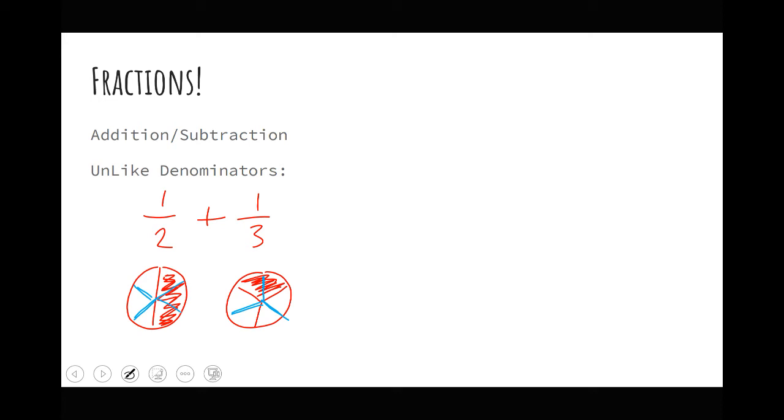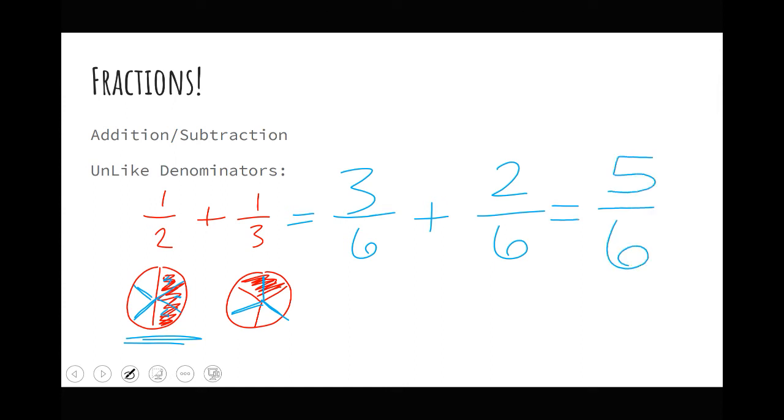So I can identify now how many of those 6 that I have. The 1/2 I have colored in 3 of these 6s. And the 1/3 I only colored in 2 of the 6. So of those 6 pieces, I had 2 of them for 1/3, and for the 1/2, I have 3 of those slices that there's 6 of. So now I have common denominators, so I can go ahead and add those tops together, the numerators together. 3 plus 2 is 5, so 5/6.